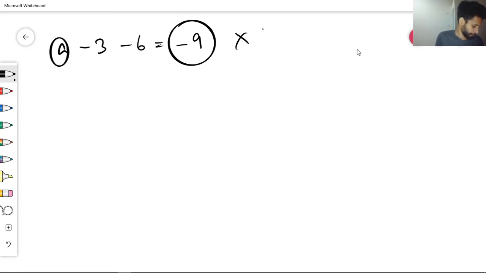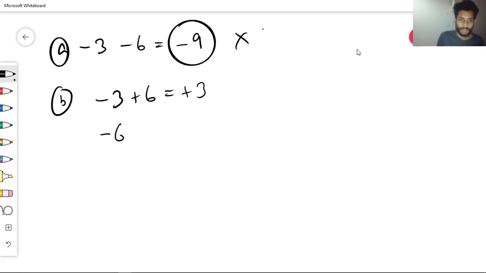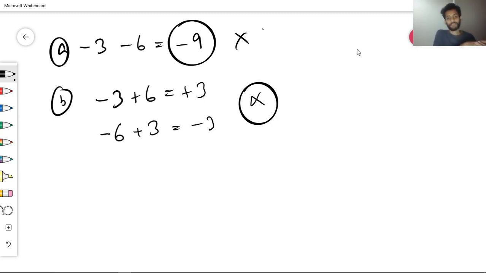Then B. The sum of a negative integer and a positive integer is, in this case it will be plus 3. But if I change the number again, this is 6, this is plus 3, so the result will be minus 3. So we can't say about this one, this is also wrong, because it can sometimes give plus but sometimes give minus. It cannot be a fixed value.